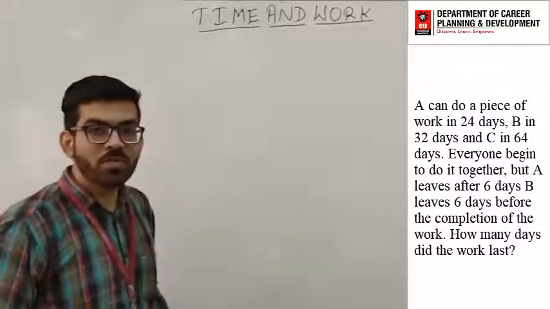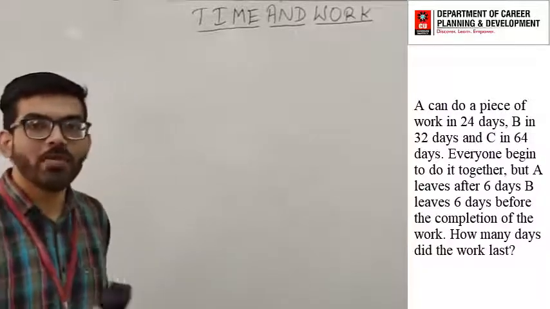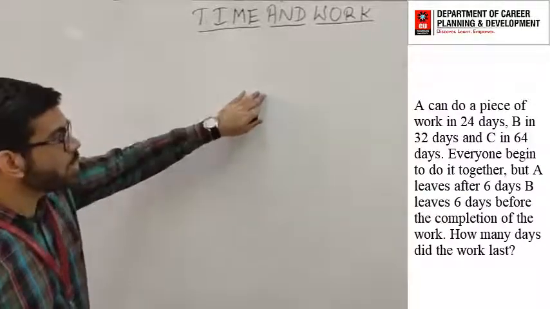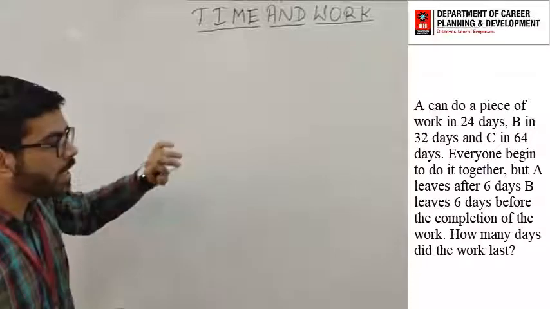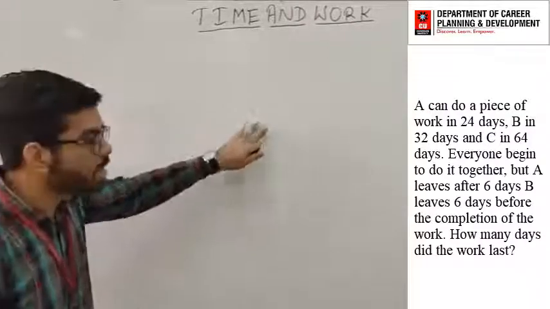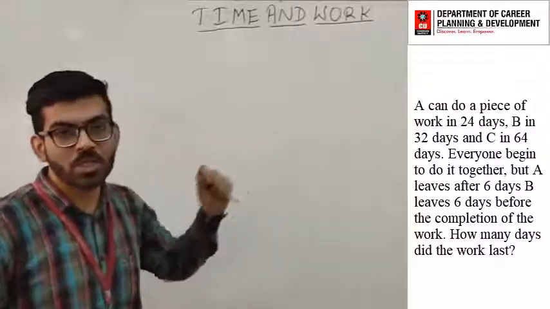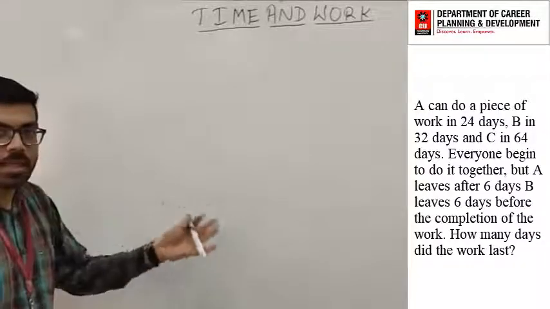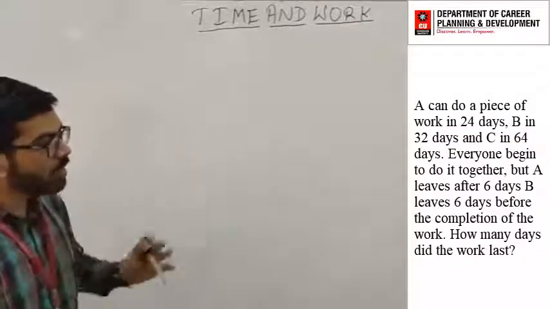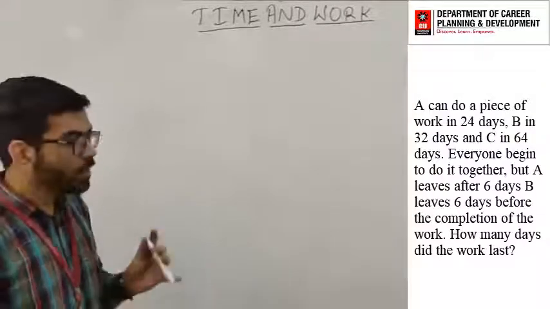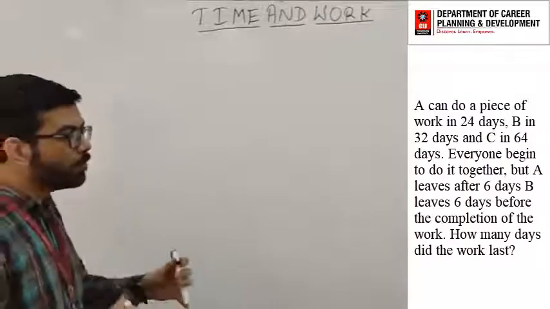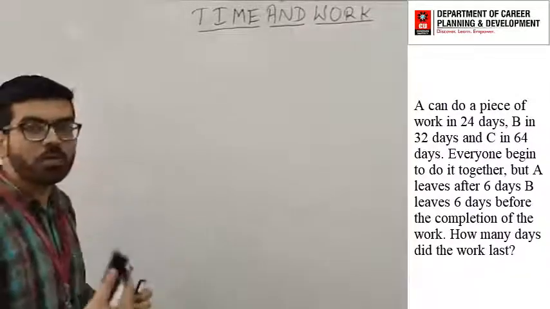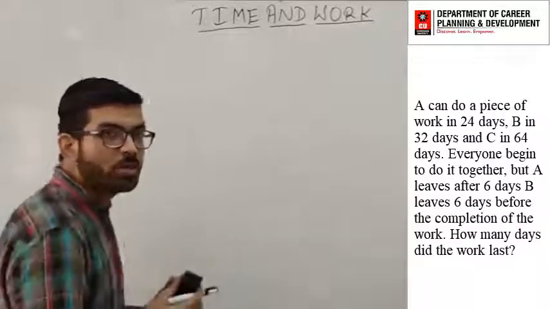Okay, next question of partial work, when one leaves before and one leaves after some days. Let's see the question. The question says that A can complete the job in 24 days, B can complete the same job in 32 days, C can complete the same job in 64 days. Then the question says that together they are working. Then A leaves after 6 days and B leaves 6 days before the work is complete. So what is the total number of days till the work lasts? So let's see this question.